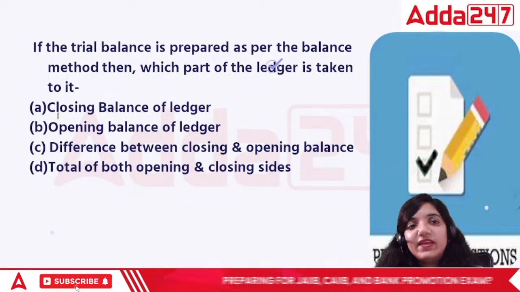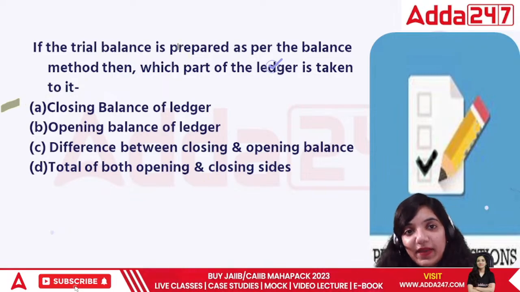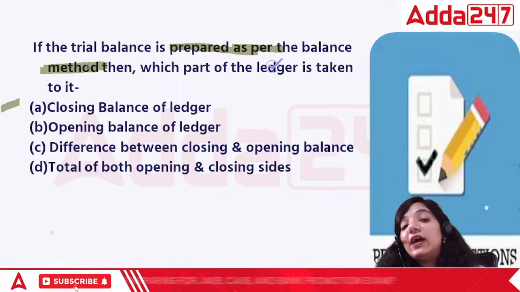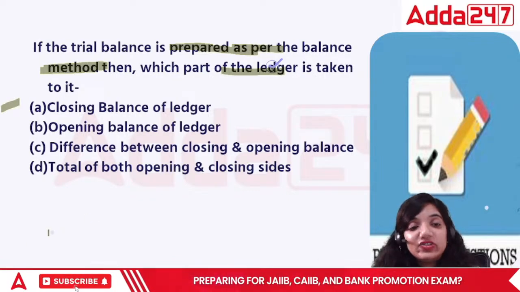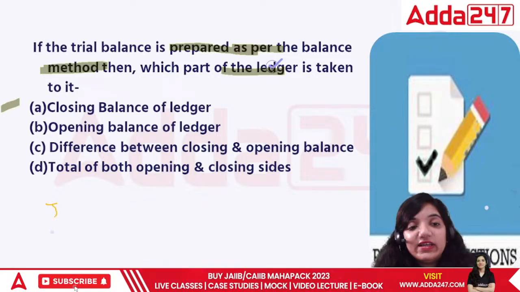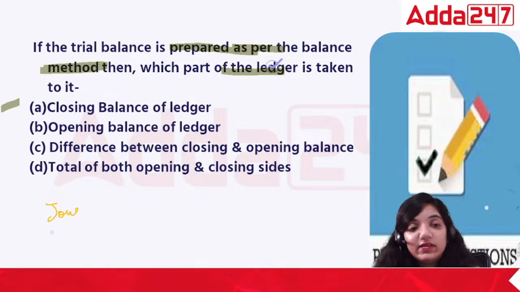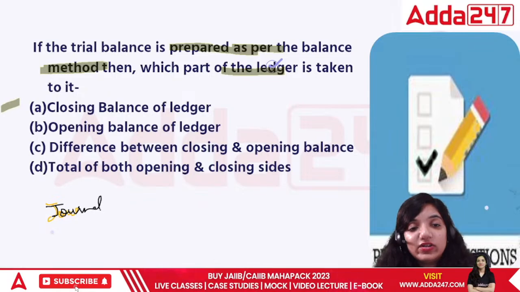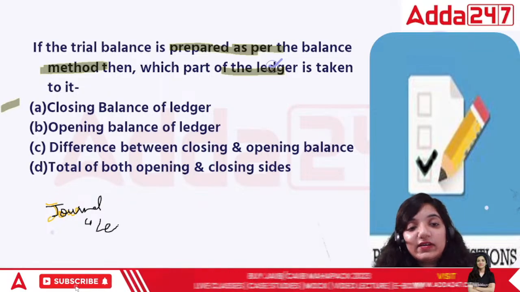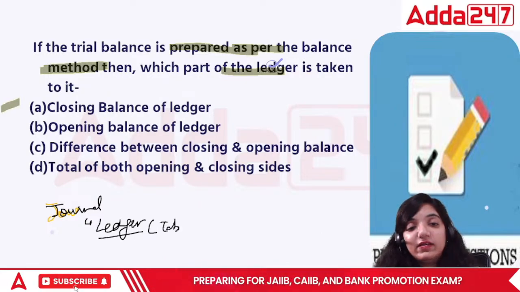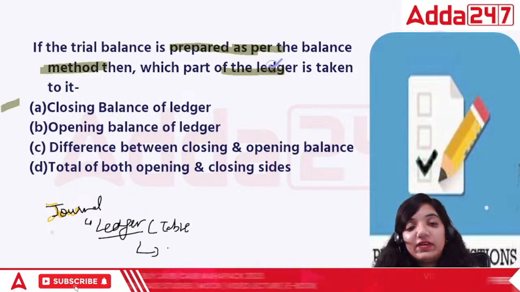Next question. If the trial balance is prepared as per the balance method, under the balance method, we are going to make a ledger first. First is journal. What is the accounting cycle? Recording things individually is called journal. Then we will call it ledger. Individual, then there is a table. And then we have a trial balance.